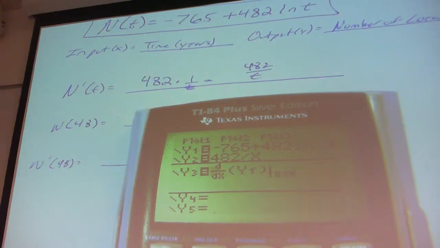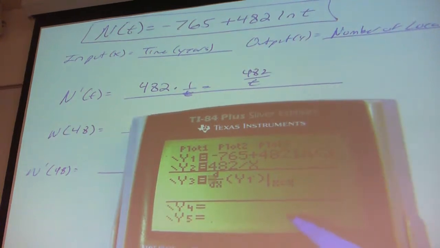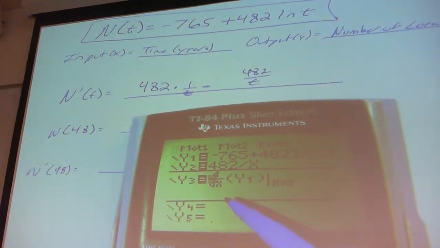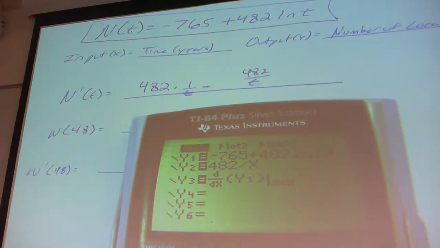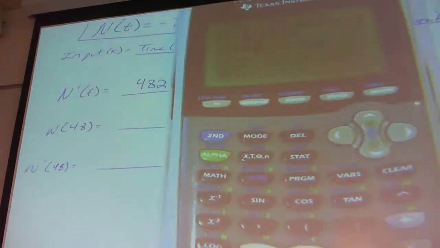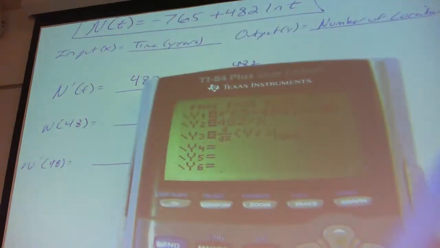Okay? So how do you get the y for y? y1 is the original. y2 is the derivative. How do you put it in the calculator? How do I do y1 or y3? Okay, y1 is this one. How do you type it in? You type in negative 765 plus 42, ln is right here. Remember we practiced all the buttons? ln of x. We okay?